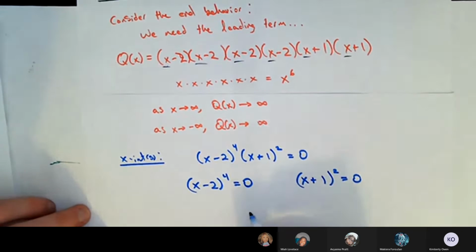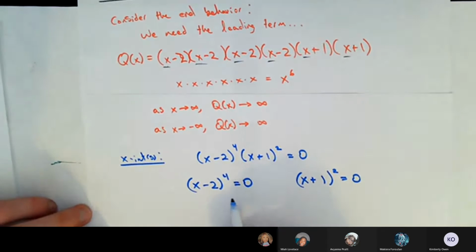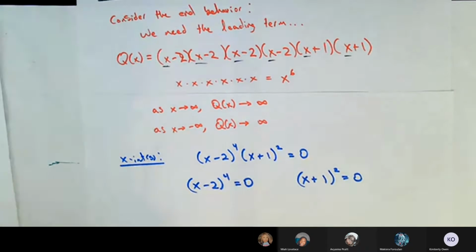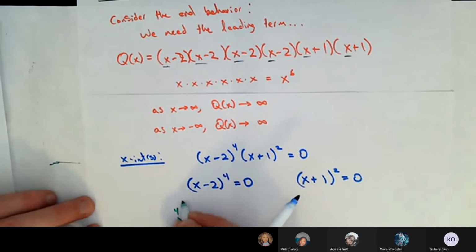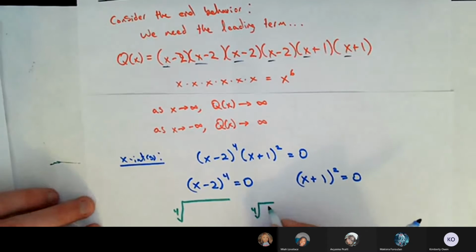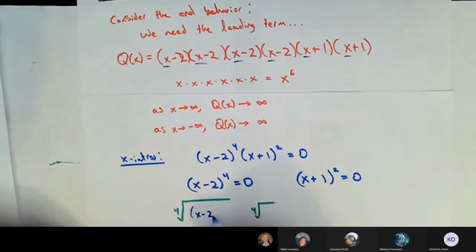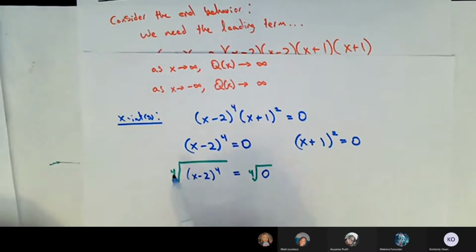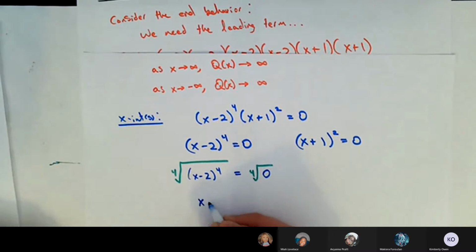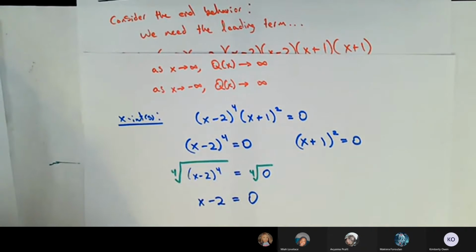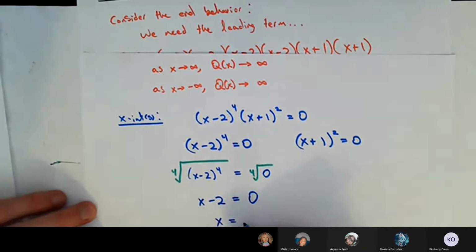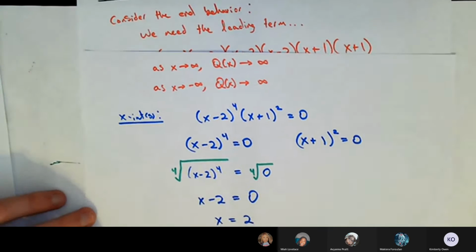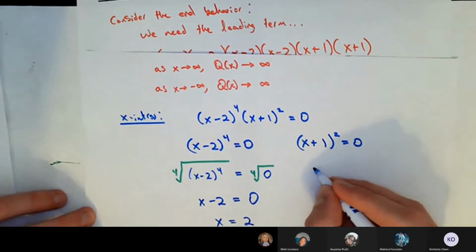Now I finished solving these for x, so I can take the 4th root on both sides here. I'm going to take the 4th root on both sides of this. Of course, the fourth root of something to the fourth just cancels, so I'm left on the left-hand side with x minus 2, but the fourth root of 0 is just 0. So nothing really happening there. And that is giving me x equals 2.